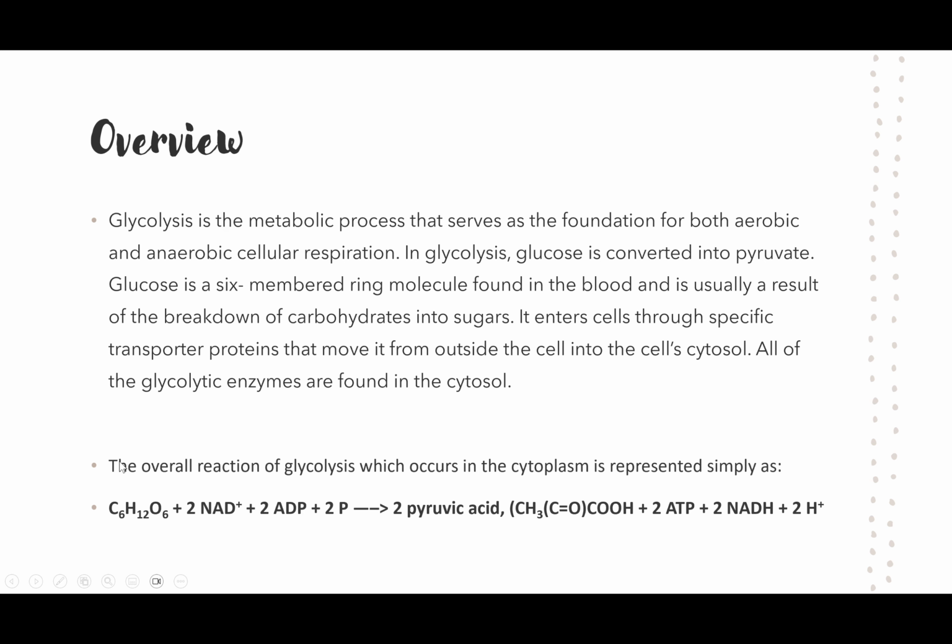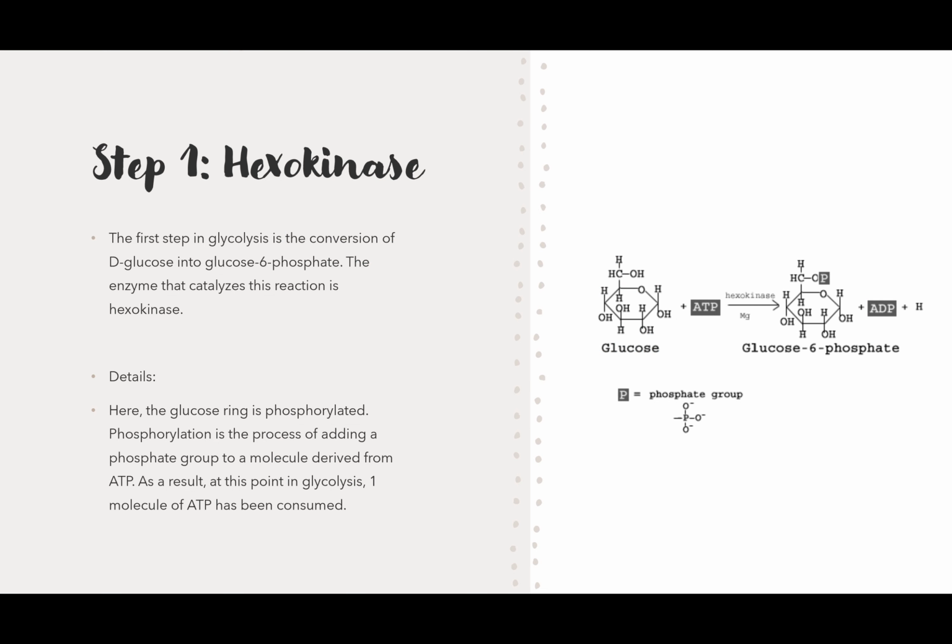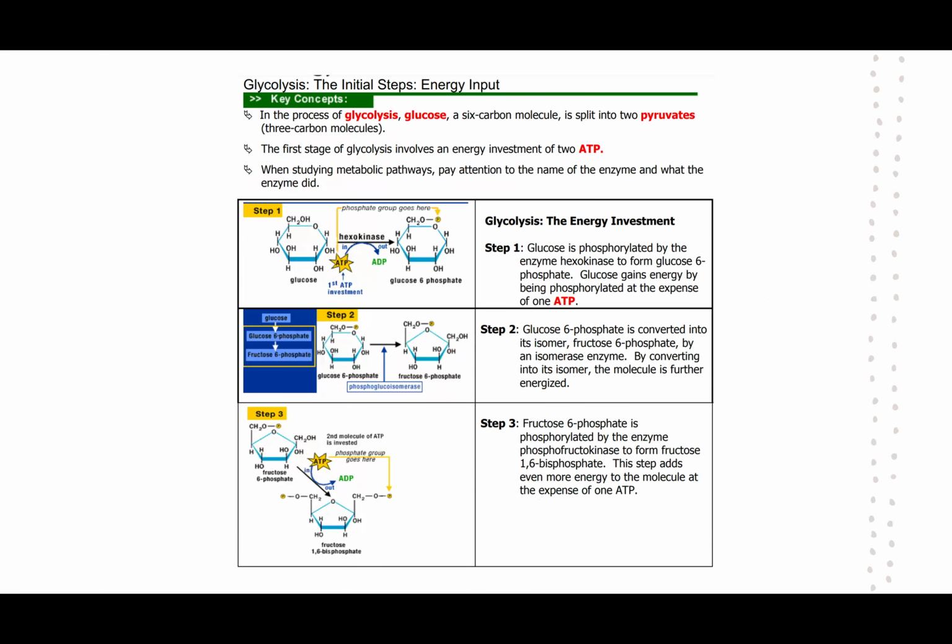We have a glucose, 2 NAD, and 2 inorganic phosphates, and we end up with 2 pyruvic acids, then 2 ATP, 2 NADH, and the excess protons. This is really a guide to go over generally, and we're going to start going through all the steps specifically.